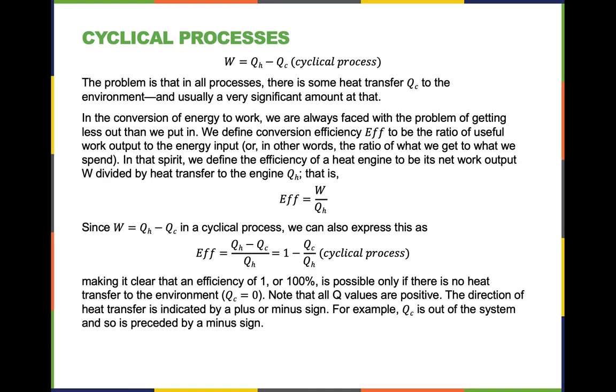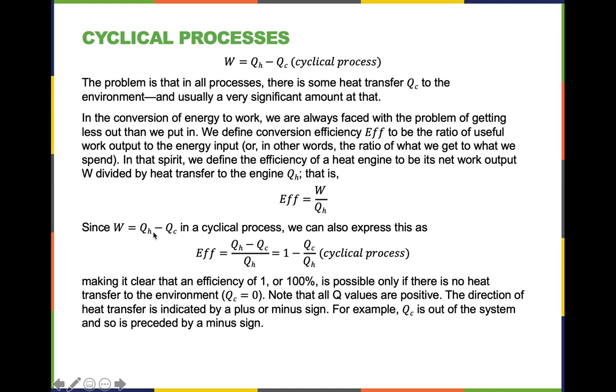So the problem is that in all processes, there is some heat transfer QC into the environment, and usually a very significant amount of that. In the conversion of energy to work, we're always faced with the problem of getting less out than we put in. We define conversion efficiency, EFF, to be the ratio of useful work output to the energy input, or in other words, the ratio of what we get to what we spend. In that spirit, we define the efficiency of a heat engine to be its net work output W divided by the heat transfer to the engine QH. That is, efficiency equals W over QH.